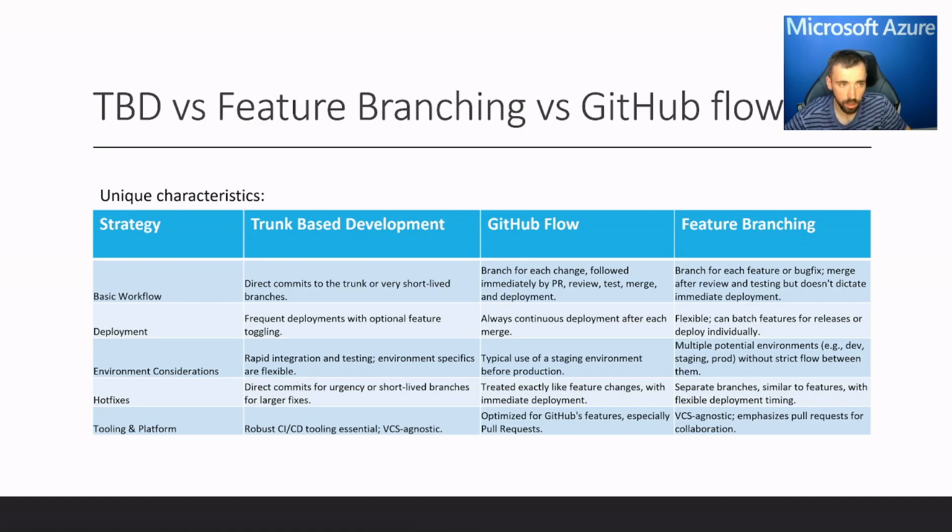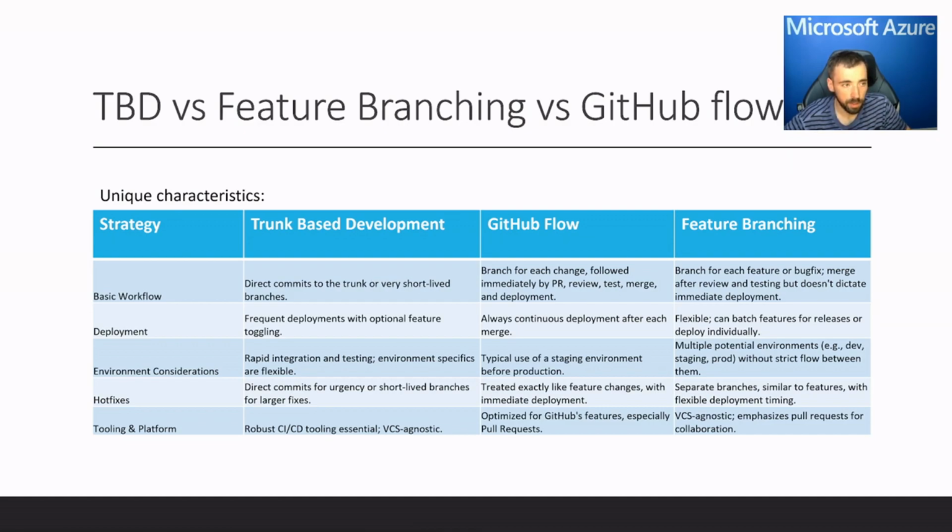frequent integrations. GitHub flow: branch for every change, followed immediately by PR, review, test, merge, and deployment. Whereas feature branching: branch for each feature or bug fix, merge after review and testing, but doesn't dictate immediate deployment. So for mature teams where we have DevOps methodologies and agile methodologies, there's a big emphasis on integration and deployment and continuous deployment. Feature branching doesn't dictate the immediate deployment side of that.